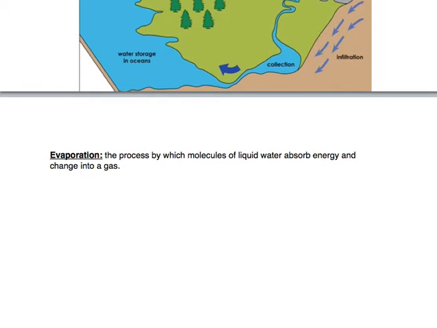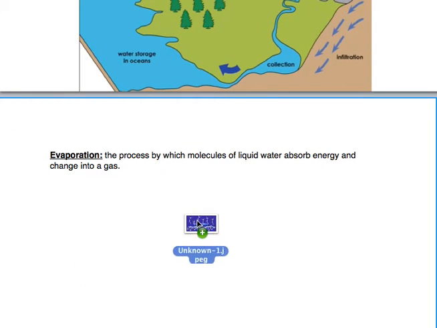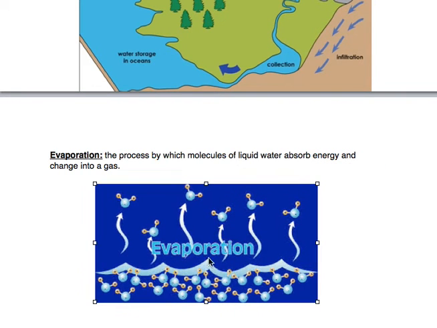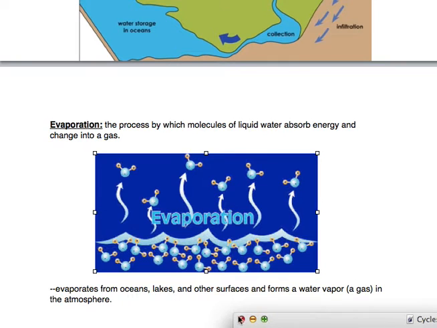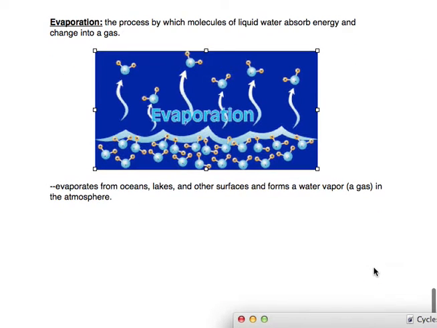So here we have a little picture of that. You have water, and this is in the liquid form down here. They're absorbing energy, and the ones that get enough energy are able to escape the liquid and into the gas form, and that's what evaporation is. It's important to know that water evaporates from different areas on the planet. It evaporates from oceans, lakes, and other surfaces and forms a water vapor in the atmosphere.